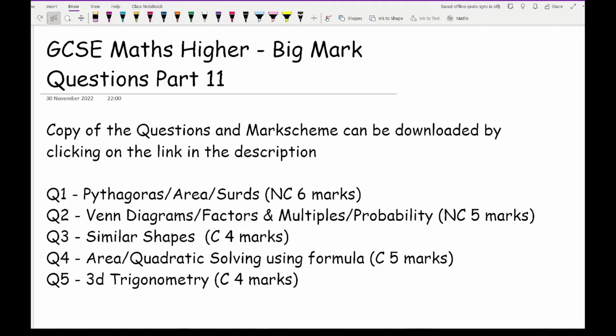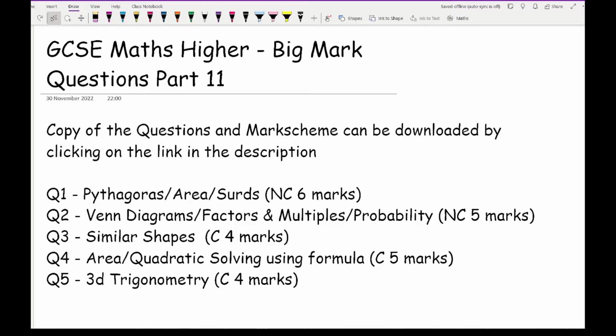And looking at the questions, you can see that there is some amalgamation of different maths topics merged into one, but those that are there are quite similar. So question 1 looks at Pythagoras, area and surds, surds being really the odd one, but again, you probably expect that on a non-calculator paper. Question 2 looks at Venn diagrams with factors and multiples and probability, which, if you've practiced Venn diagrams, you'll know that factors and multiples are very common questions. Then you're looking at question 4, area and quadratic solving using the formula, again very common with high mark questions on a calculator paper.